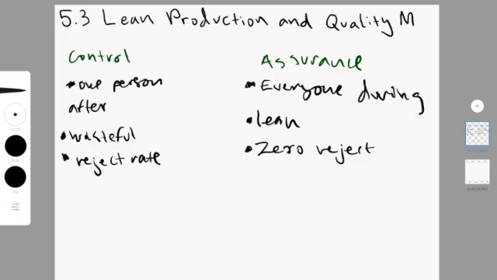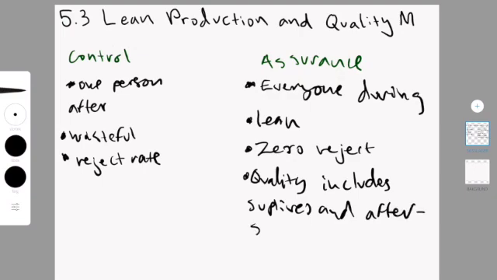There is wasteful production in control. Meanwhile, there's lean production in assurance. And also in assurance, the quality includes both the suppliers and the after sales servicing. Meanwhile, in control, it only includes the actual product or service itself. There is also usually an autocratic leadership in control. Meanwhile, there's a democratic leadership in assurance.